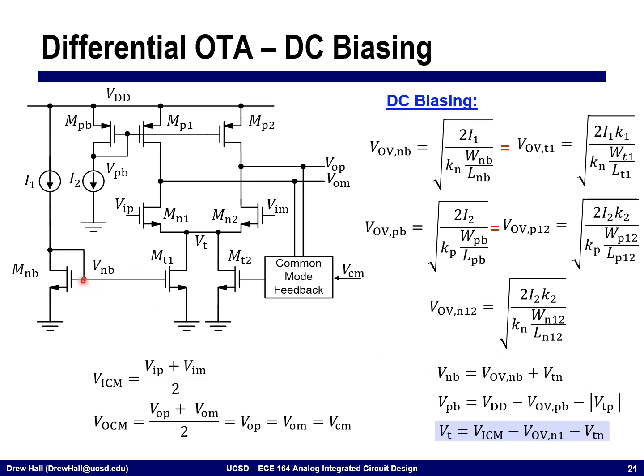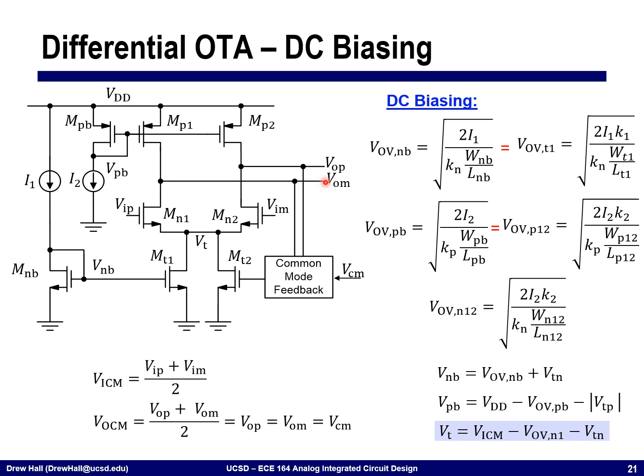Now calculating each of these node voltages, VNB is equal to VOV plus VT. VPB, that's this voltage, is equal to VDD minus the overdrive voltage of MPB minus the absolute value of VTP. Lastly, the tail node here is going to be equal to VICM minus VOVN1 minus VTN. That is, it's just a level shifted version of the input common mode voltage.